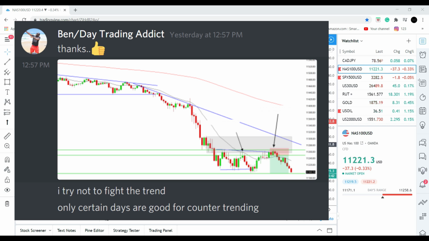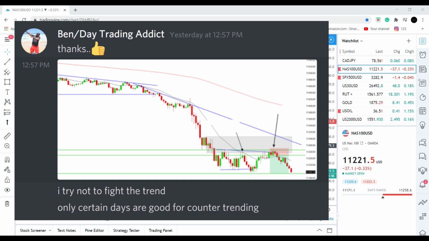A 3-1 is basically 3 times whatever you're risking. So let's say that you're risking $1 on that trade. The first trade you lost $1. The second trade you got back all your money plus you're up $2. That's the math that I like.